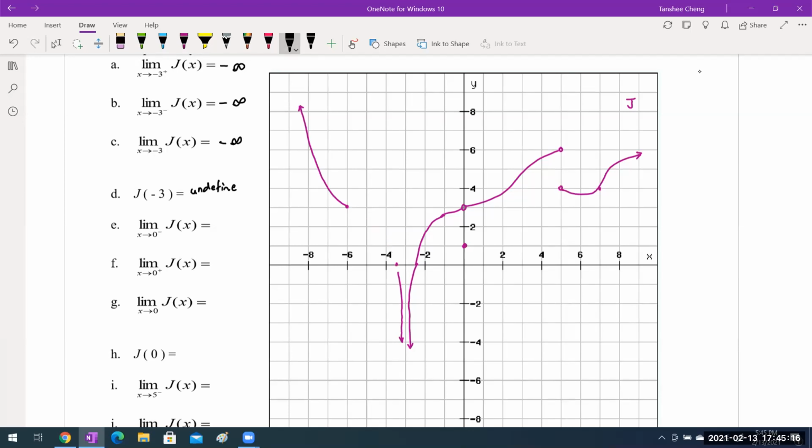Now, continuing this, we want to find the limit as x approaches 0 from the left-hand side of the function J. So where is 0? Here is 0. And we are trying to talk about what happens?